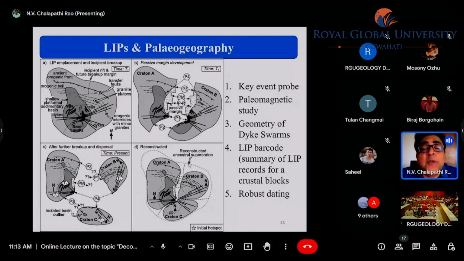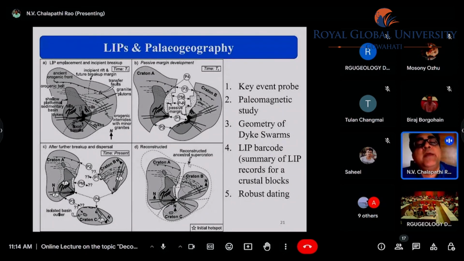Now, what we have seen so far is what LIPs are, what the different types are, and how LIPs can be formed. There are 4 ways, maybe there are many other mechanisms, but we are so far aware of at least 4 mechanisms which can be responsible for LIP generation.